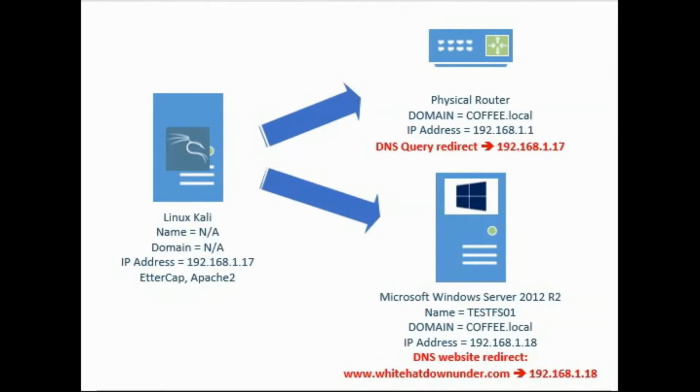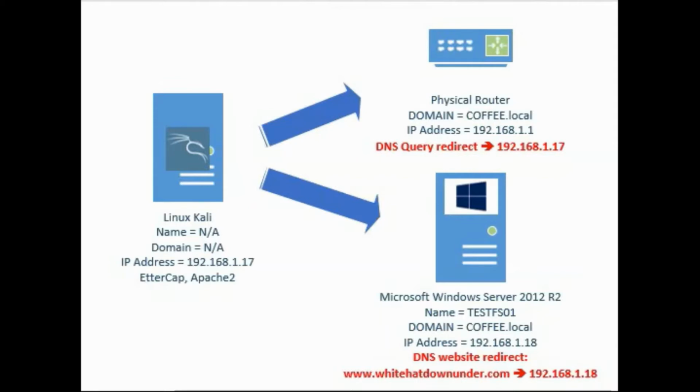In this White Hat experiment, we'll be utilizing two virtual machines installed over Oracle VM VirtualBox and a physical router. The malicious device will be the Linux Kali device with an IP address of 192.168.1.17, and we will be utilizing the pre-installed toolsets of Ettercap and Apache to initialize the attack. The client or victim device will be the Windows Server 2012 R2 file server named testfs01 on the coffee.local domain. The IP address of this device is 192.168.1.18, and we will be initiating a DNS spoof attack.